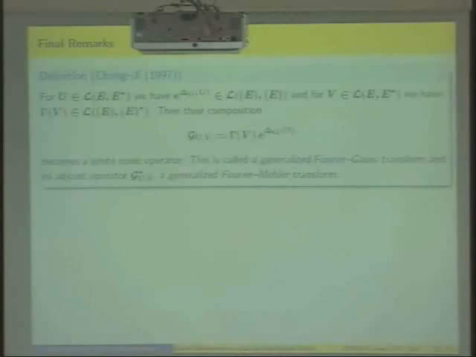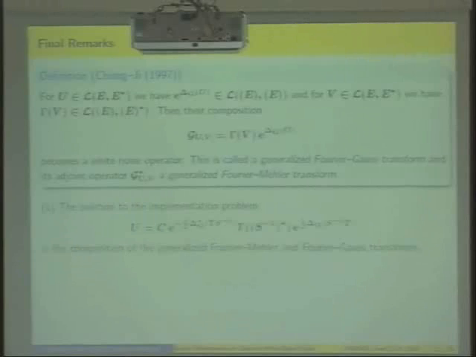Okay, now final remarks. So some years ago, already 10 years ago, Professor Chung and Ji introduced the generalized Fourier Gauss transform. What is it? It is of this form. Here, U is an operator. Then we know this is the generalized gross Laplacian and exponential. This belongs to white noise operators. And for V, also an operator, but the second quantization is also a white noise operator. Therefore, we can consider the composition of these two operators. Then, this G has two parameters, U, V, both operators. And then, they call it the generalized Fourier Gauss transform. And the adjoint operator is called the Fourier Mehler transform.